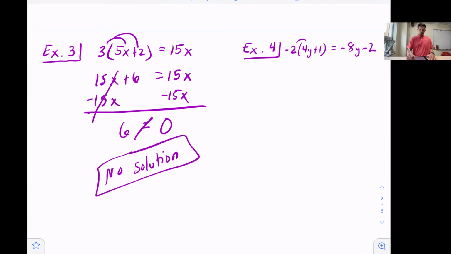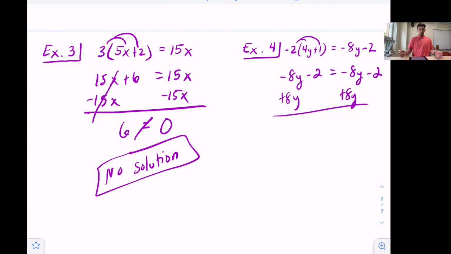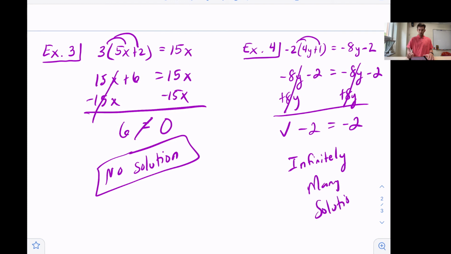Now example 4, we're going to distribute over here. So we have negative 2 times 4y would be negative 8y. And then we get a minus 2 equals negative 8y minus 2. When we go to combine our terms here, let's collect our y terms. Look what happens on both sides. Cancels, cancels. So we're left with negative 2 equals negative 2. Well, is that a true statement? Yes, it is. So since that's true, we would say there is infinitely many solutions.